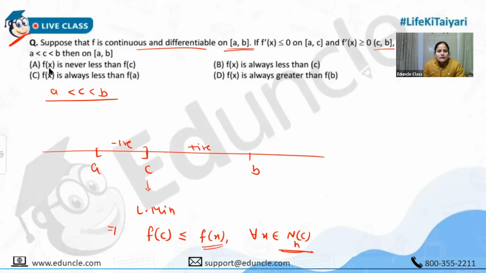तो वही पूछा गया है. f of x is never less than f at c. A option is correct. See, इतना easy तो क्वेश्चन है. Clear है अभी?